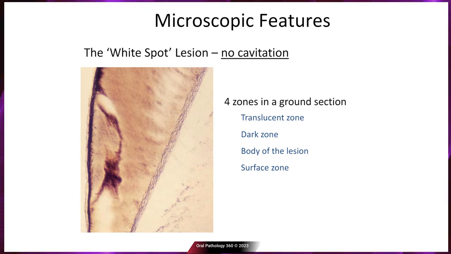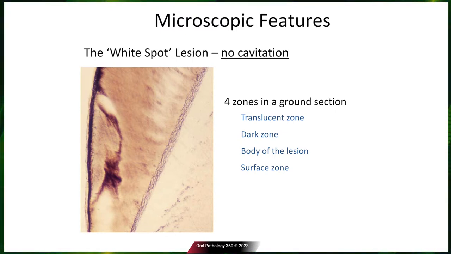So what about dental caries? Well, here is enamel caries, the classic white spot lesion, with this conical lesion which is extending with its base at the surface and with the apex of that extending towards the amelodentinal junction. It has a number of zones that you can see in a ground section. These are optical phenomena, you may remember, in terms of how the tissue sections are processed and how they are then mounted, and whether the light is being transmitted or refracted when it shines through the section. And so there is the translucent zone around the leading edge, then the dark zone, the body, and the surface zone.